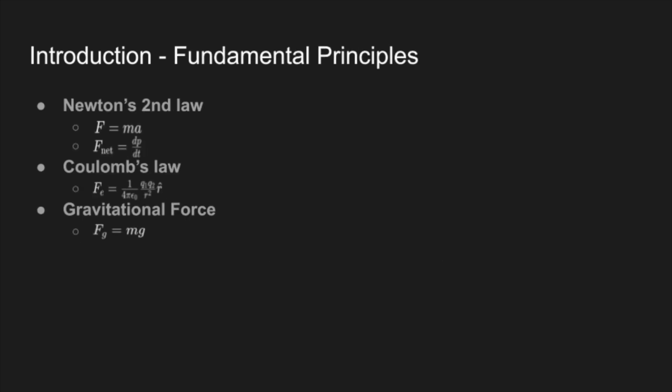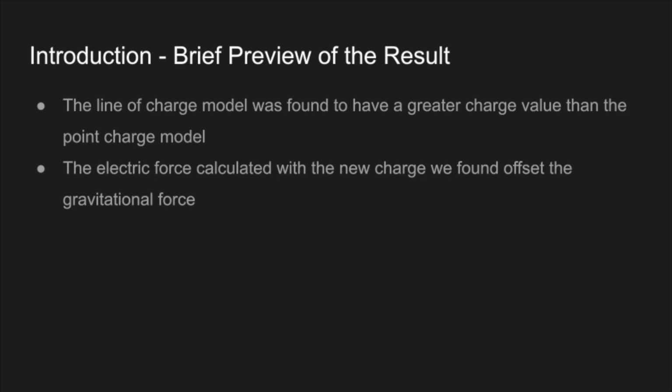For fundamental principles, we have Newton's second law, which is F equals ma, Coulomb's law, which is the electrical force equals 1 over 4 times pi times epsilon naught times q1 times q2 over r squared times the point charge, and gravitational force, which is Fg equals mg. As a result of this model, the line of charge model was found to have a greater charge value than the point charge model, and the electric force calculated with the new charge we found offset the gravitational force.